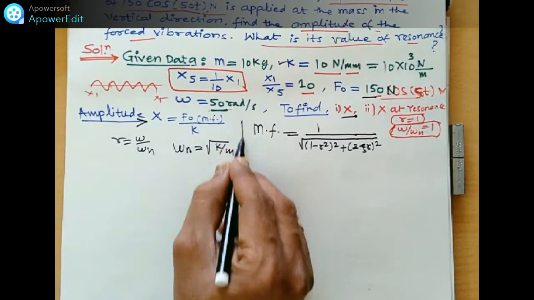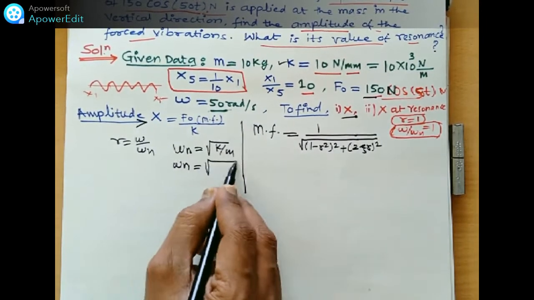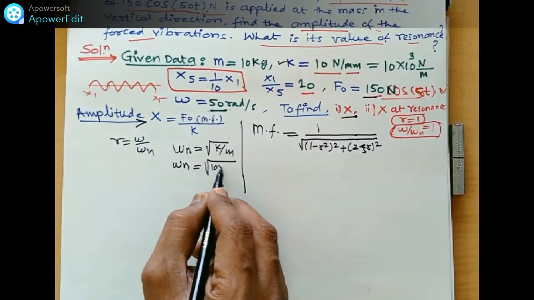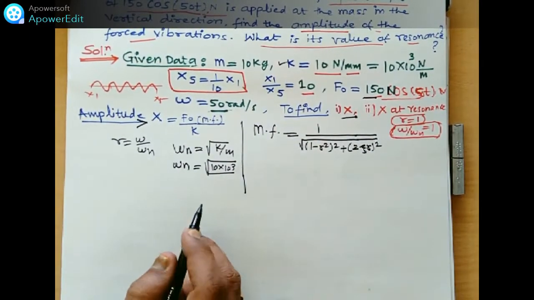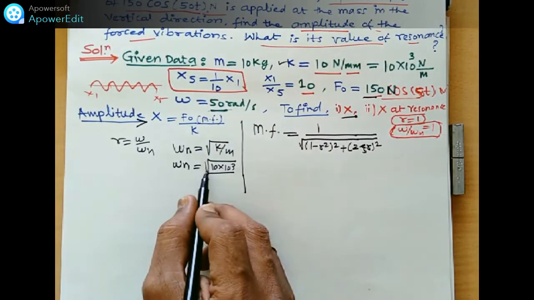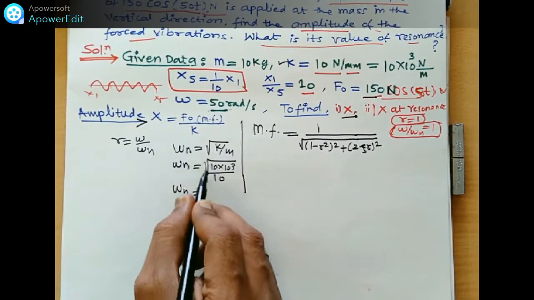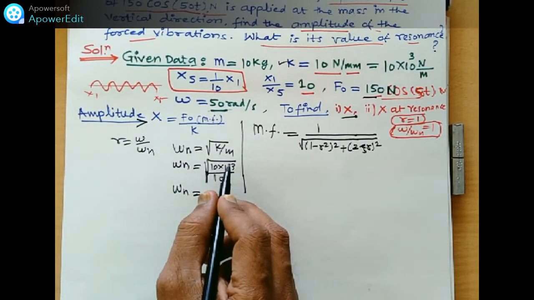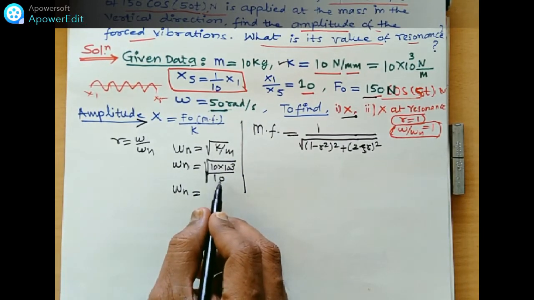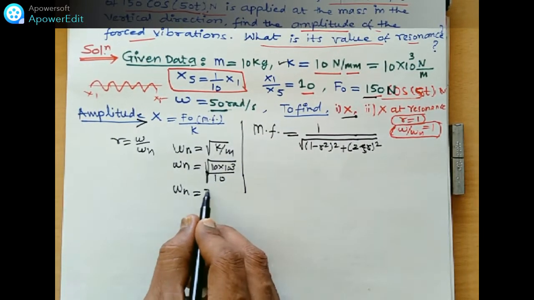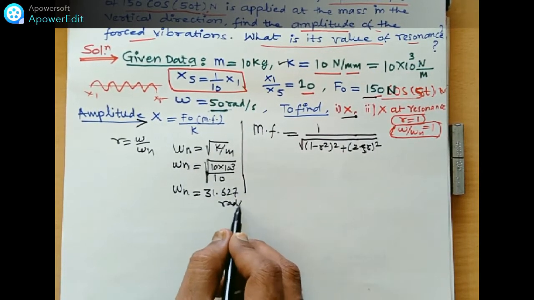So I will write here K. How much is K? K is 10 into 10 raised to 3. The value is given here. Now what is the value of m? M is 10 kg. So omega n becomes under root of 10 into 10 raised to 3 upon 10. You will get the value 31.627 radian per second.